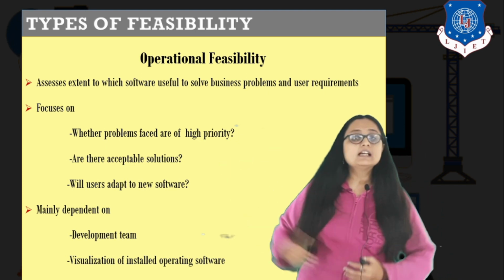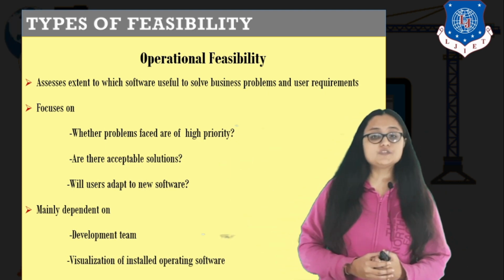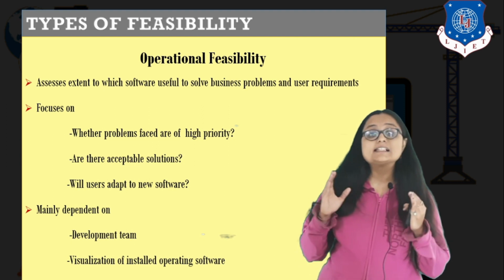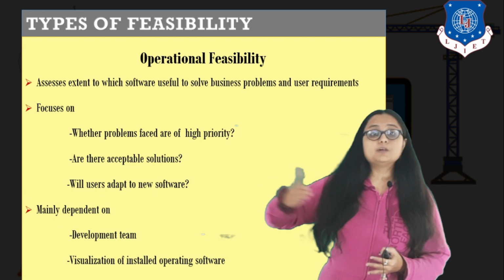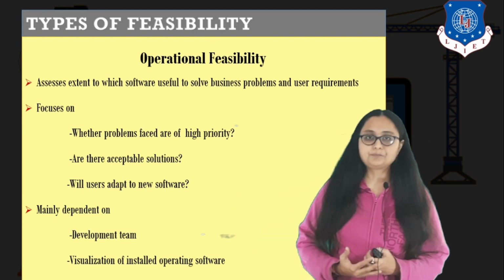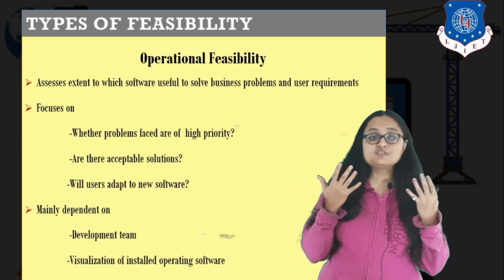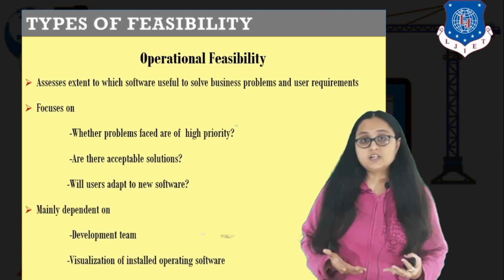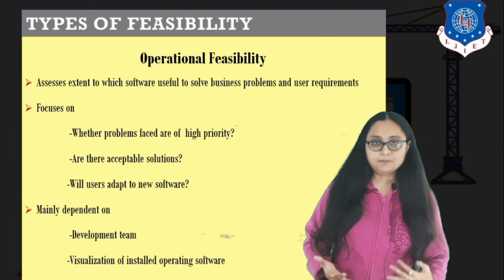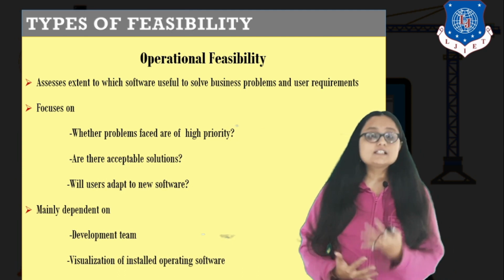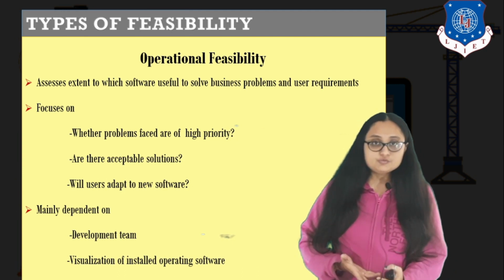The next thing that you need to consider in operational feasibility is, are there acceptable solutions? It is possible that there are multiple solutions for a single problem, but are there acceptable solutions that you are going to implement? So there may be one or two solutions which you are combining and developing a product. So is this solution accepted by the users or not?